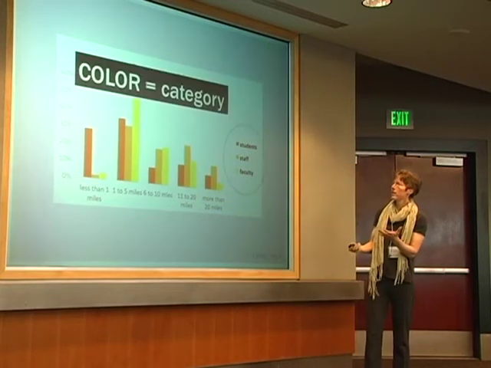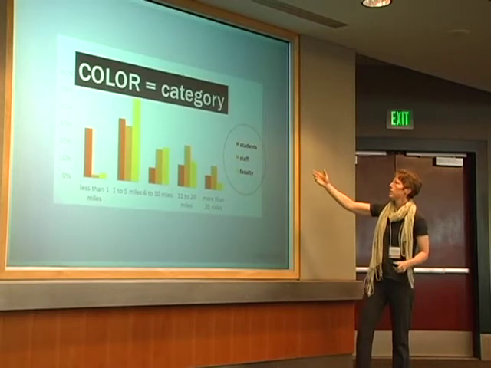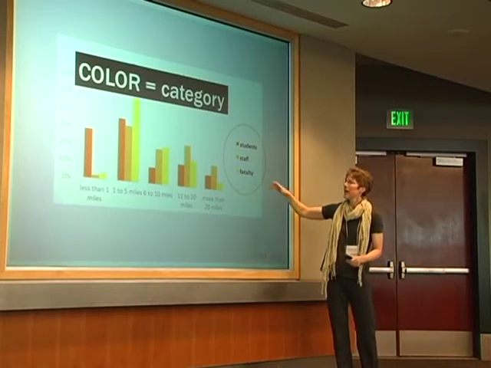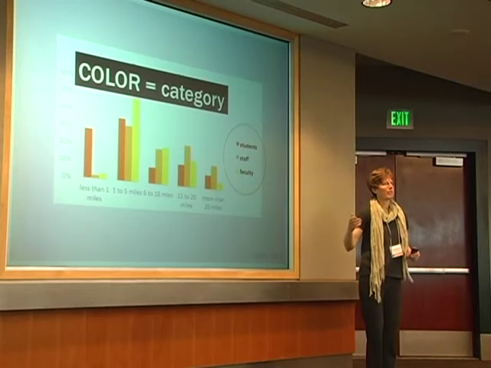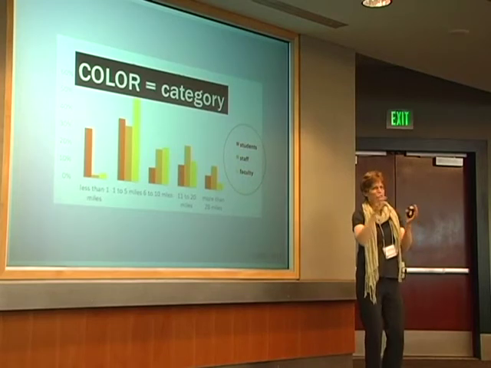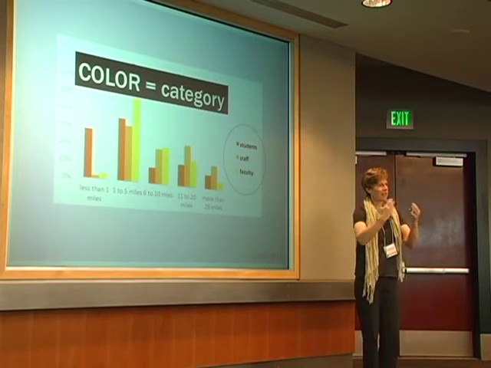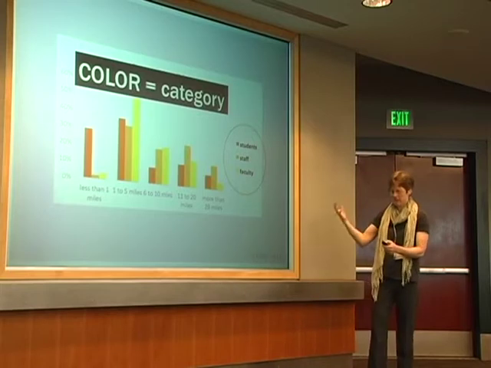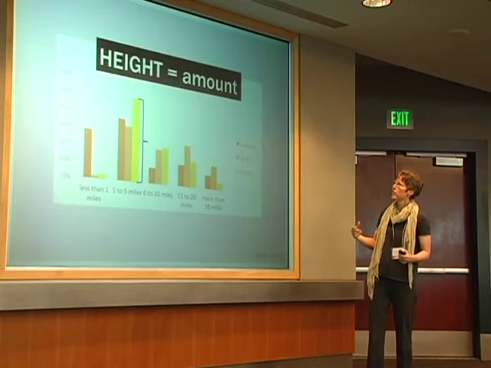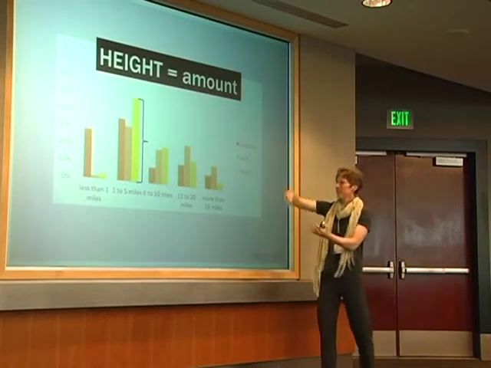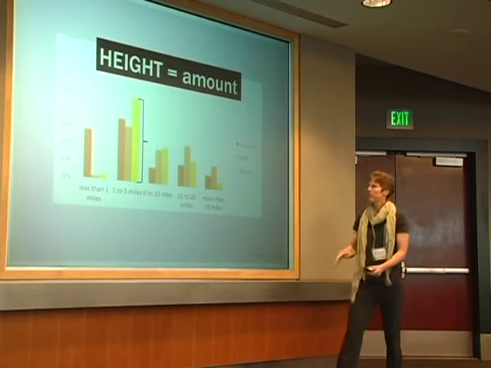So what are the encodings here? Color encodes category. And that's a fairly intuitive encoding. If you see different things that are different colors out in the world, they tend to be different types of things. So that's a useful intuitive coding. Height, again, the bigger things are, the more they are typically.